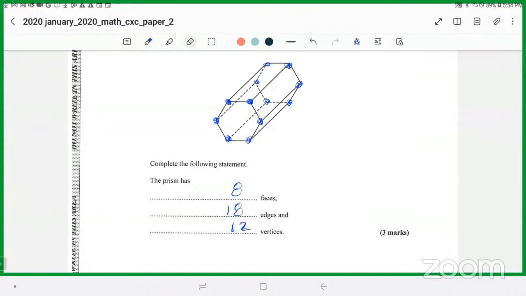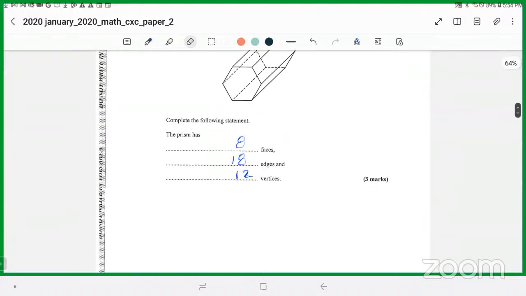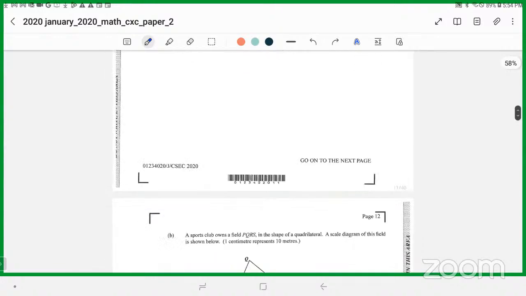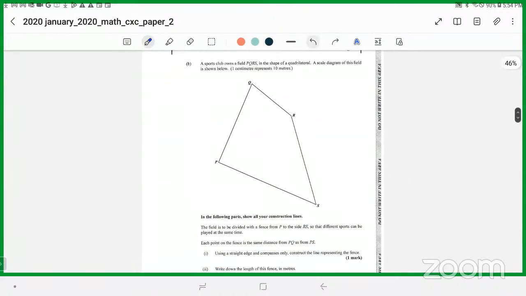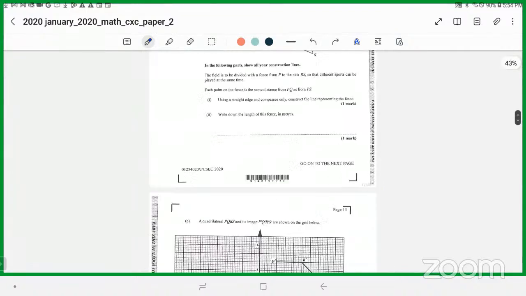So they're like points. Those are vertices. And that was that. 3 marks, 1 for each. Hope everybody got one right. Believe me, people get these things wrong. We'll do this at another time. We'll do the topic of geometry construction.